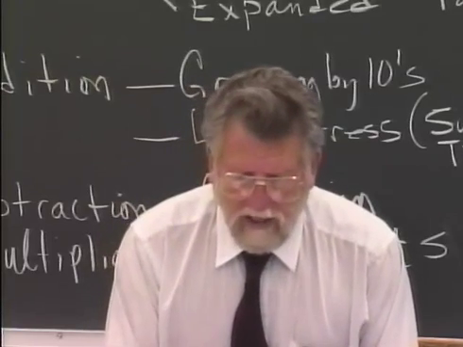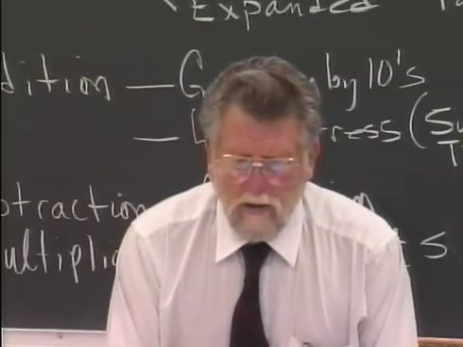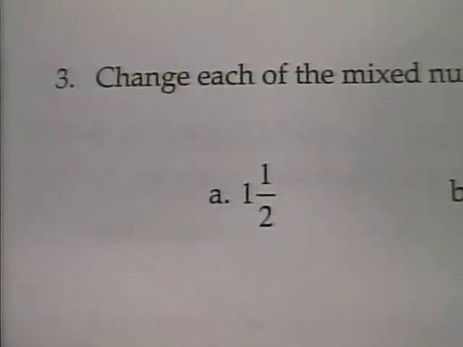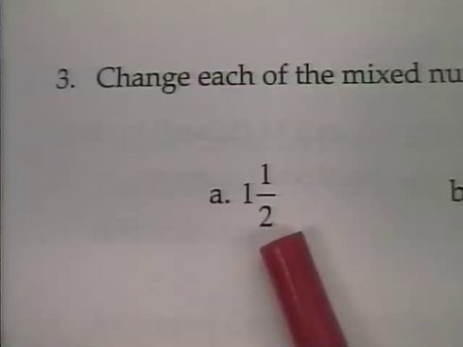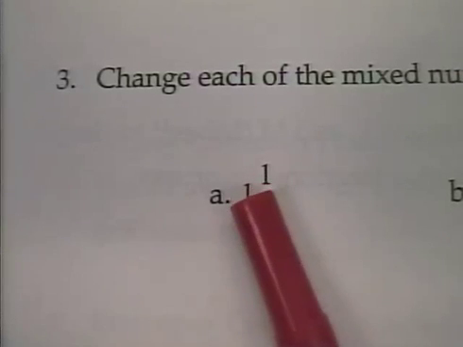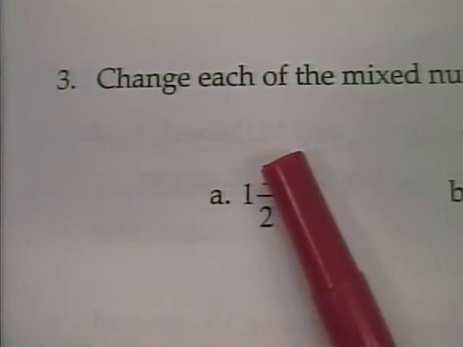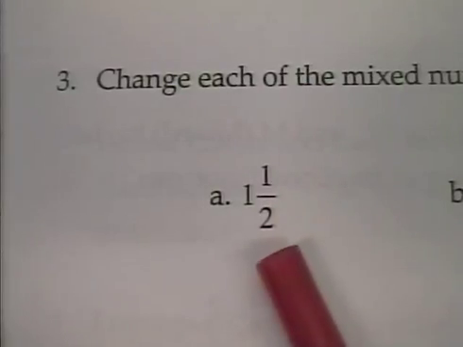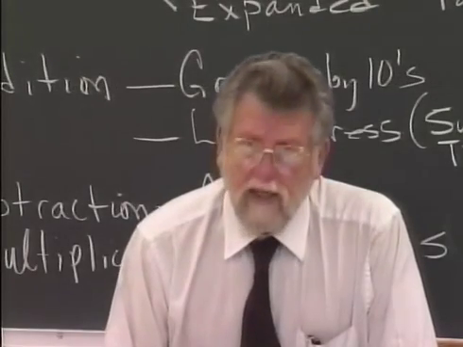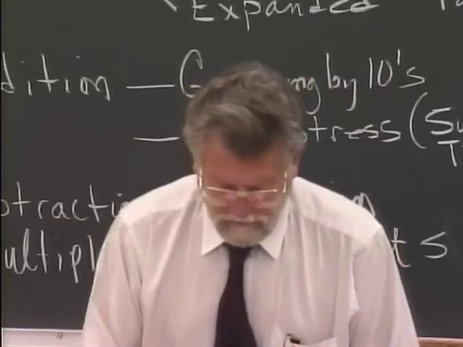In the third question, I have you changing the mixed number to what? An improper fraction. So here's a case where you're going to go 2 times 1 is 2, plus 1 is 3, over the 2. And I give you a variety of problems there.